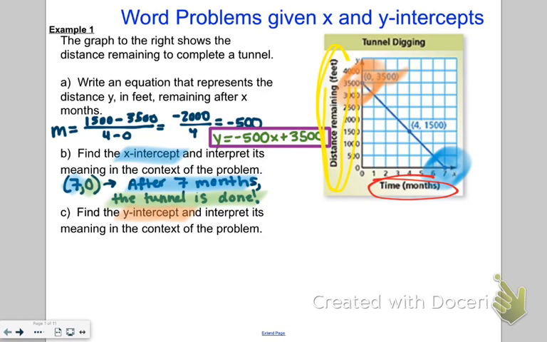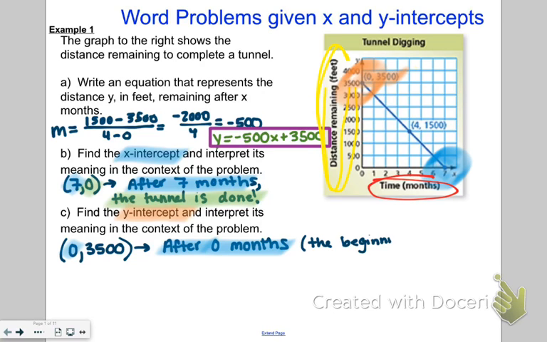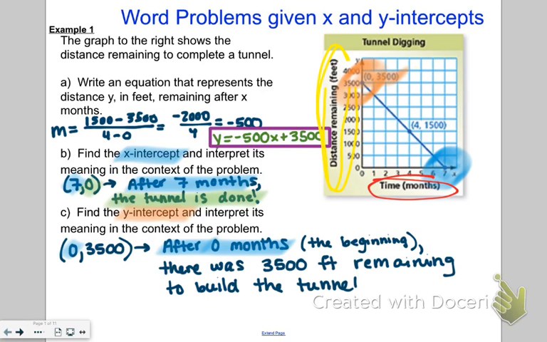Next, we'll look at the y-intercept. So the y-intercept is 0, 3,500. What does that mean? All right, what does the 0 as x mean? It means after 0 months, aka at the start of the tunnel digging, the beginning. Now, what does 3,500 represent? There's 3,500 feet remaining because, again, that's what the y-axis label is. So that's interpreting x and y intercepts. We've got to talk about the x, talk about the y.